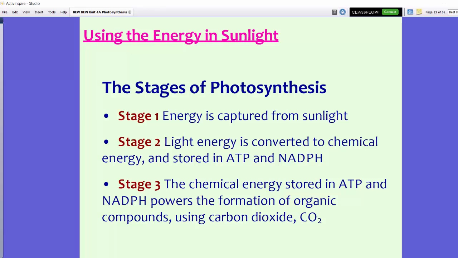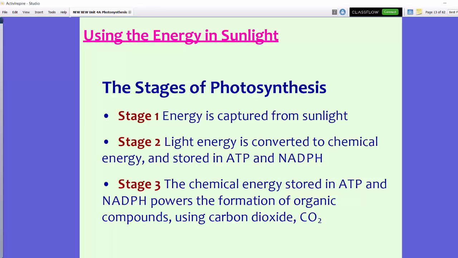So in the first stage of photosynthesis, this is where energy is captured from sunlight, and this is typically done in the chloroplasts of the cell. And specifically, the chlorophyll is what captures that sunlight.